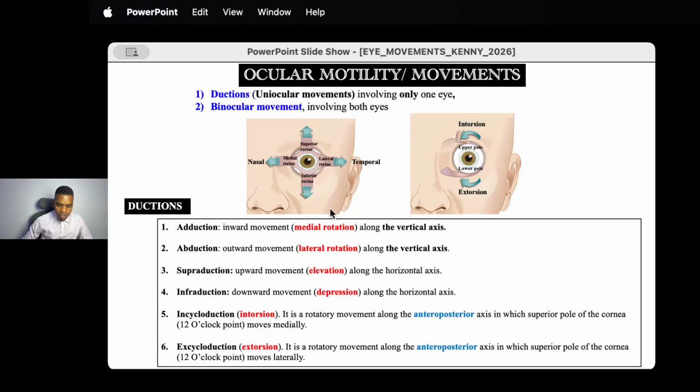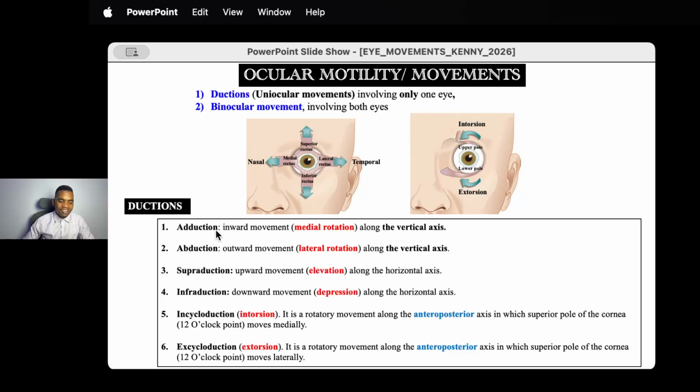Okay, so we have different classifications of ocular motility, but for context, we're going to discuss two types of eye movement. Number one is duction, and number two is binocular movement. The duction is the monocular movement, which means you are tracing the movement of only one eye. So one eye movement is called duction, but binocular movement is the movement of both eyes. So here are some of the ductions, which means monocular movement of one eye, and we have only six types, and we have already discussed them.